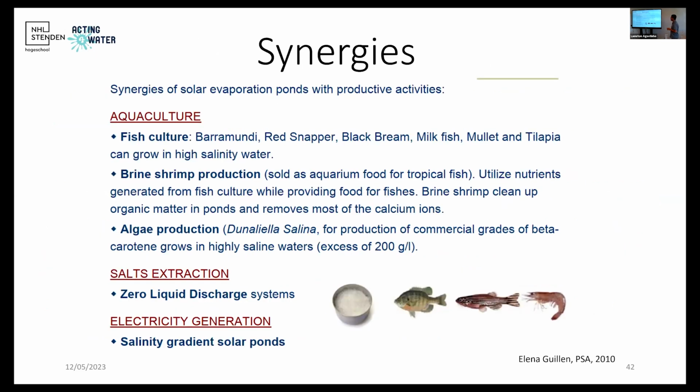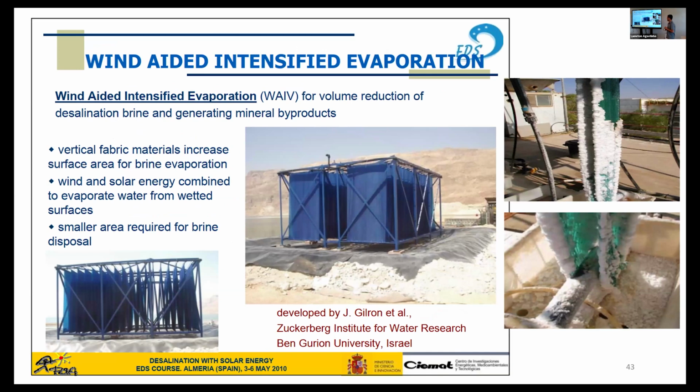You can do synergies, as I said. You can have this brine disposed in the pond for the recovery of the salts, but you can also use it for aquaculture, to have shrimp production, algae production, or you can also use it for salinity gradient solar ponds. There are systems that are actually looking into these high salinity gradient sources for energy production.